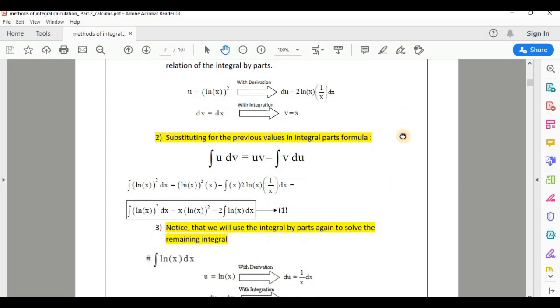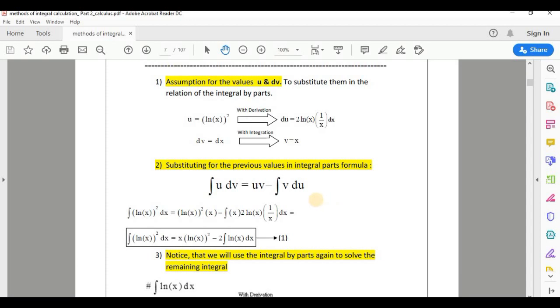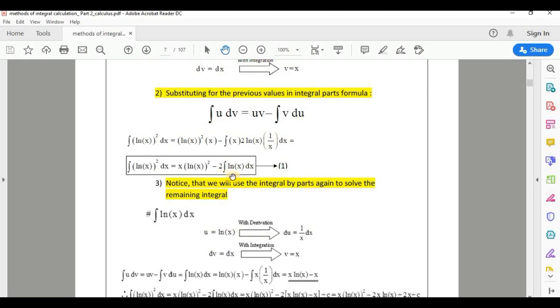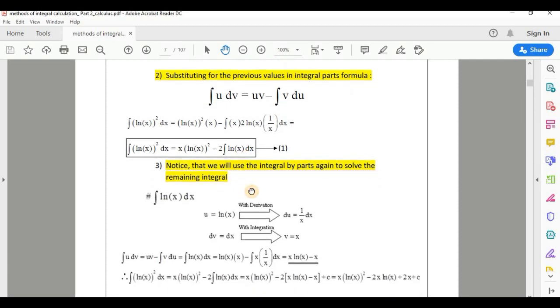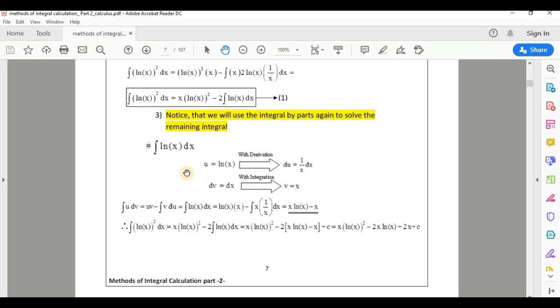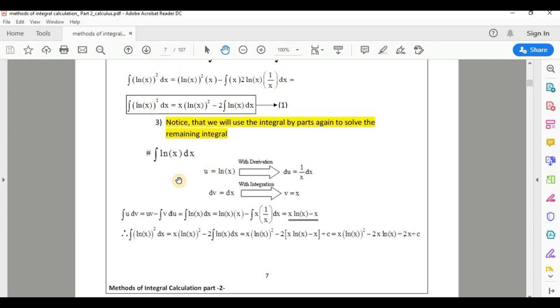Second step, by substituting these values in the integral by parts formula, we will get this result. And we notice here we have a remaining integral. How will we find this remaining integral? We will use integral by parts again to solve it. Integral ln x dx. Again, we take the assumption for u and dv. u will be ln x, and dv will be dx. With derivation we will get this result, and with integration we will get this result. It will be v equal x.